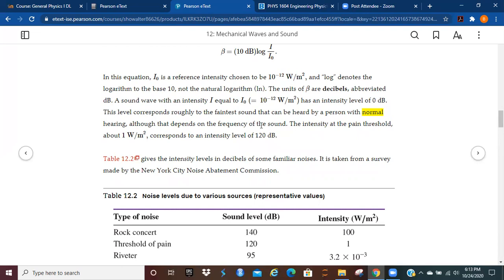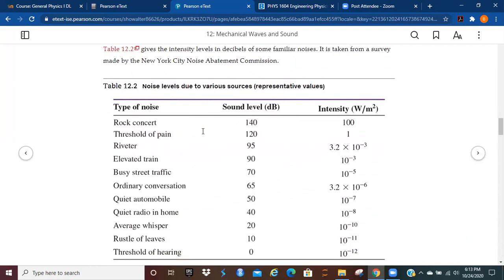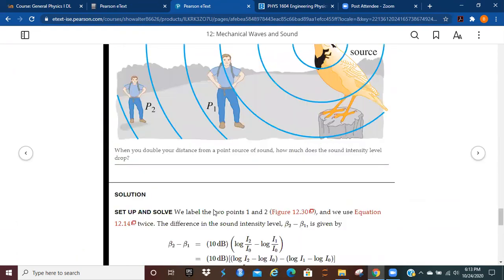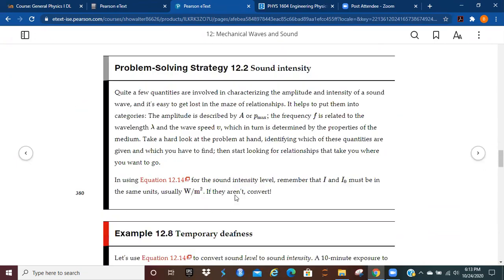This level corresponds roughly to the faintest sound that can be heard by a person with normal hearing. The intensity at the pain threshold, about 1 watt per meter squared, is an intensity level of about 120 decibels. And if you are at different types of events, you can see how the decibels stack up. So you've got several problems there that you can go through. I encourage you to do so.